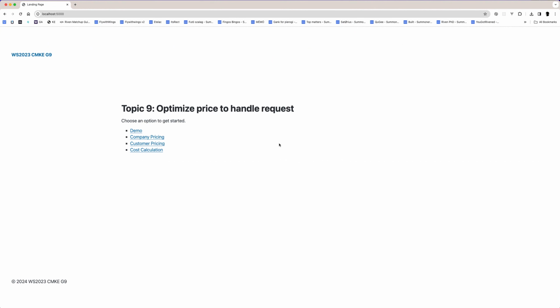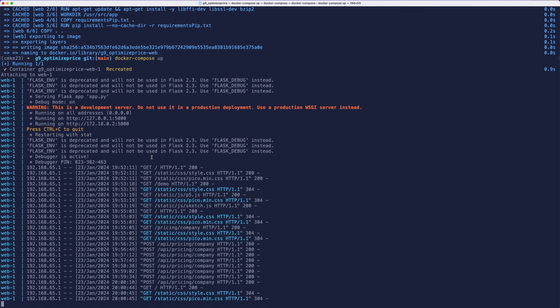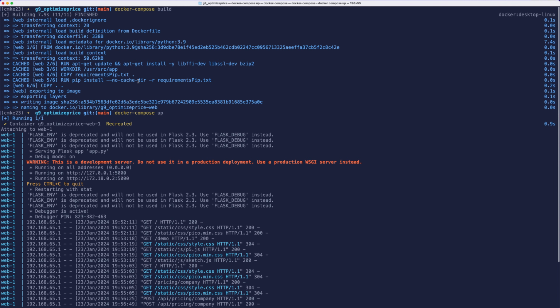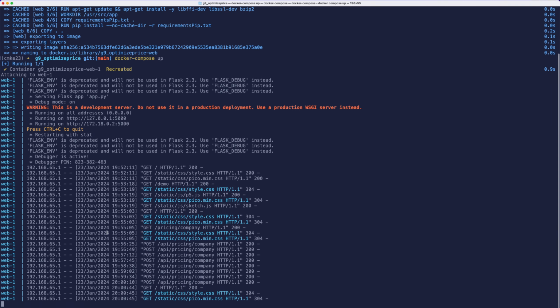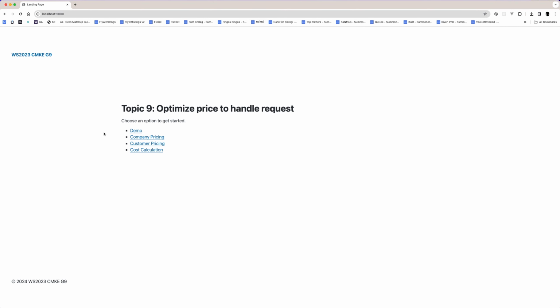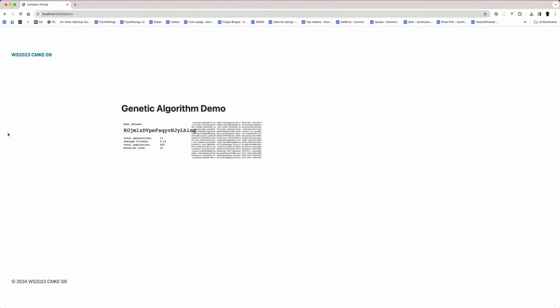Optimized price to handle a request. I have just started our Docker container with the respective Flask service. I will quickly go into the demo for genetic algorithms, which is a short demo to search for a specific string which was predefined before.